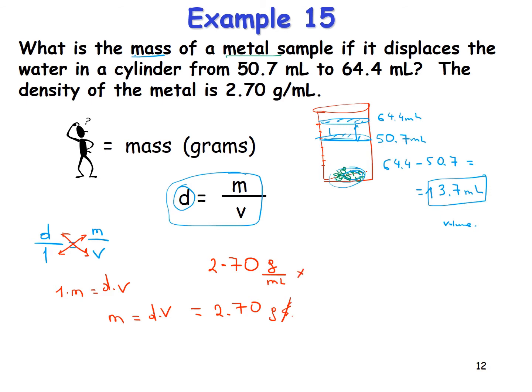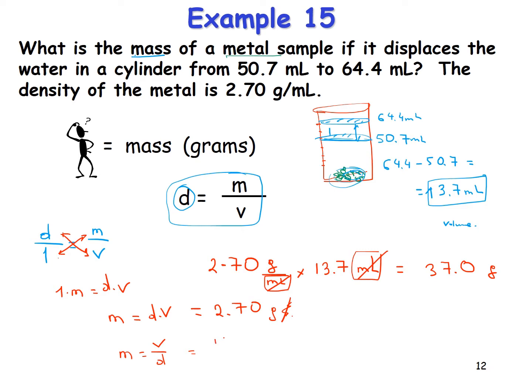Therefore, it's going to be equal to 2.70 grams per, actually, let me just move it here. So 2.70 grams per milliliter times the volume, which is 13.7 milliliters, and make sure that you're able to cancel the units, right? So this gives you 2.70 times 13.7, so that's 36.99, and I need to keep 3 significant figures, so that's 37.0 grams.